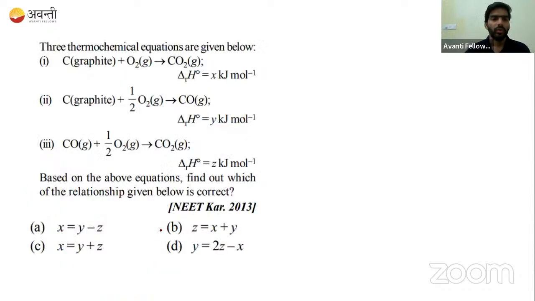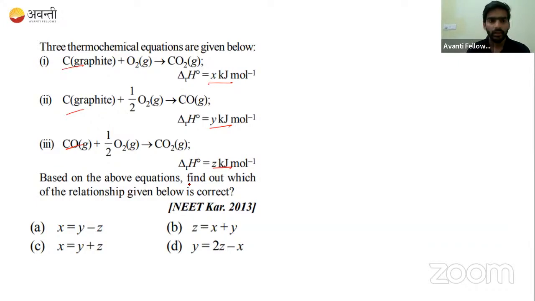Okay, now moving on to another question. Here it is mentioned that three thermochemical equations are given below. This is the first equation, second equation, and then the third equation. For all those reactions, the enthalpy of the reaction is given. For the first equation, it is given x kilojoule per mole. For the second, y kilojoule per mole, and for the third, z kilojoule per mole. So we have to give the relation between x, y, and z.